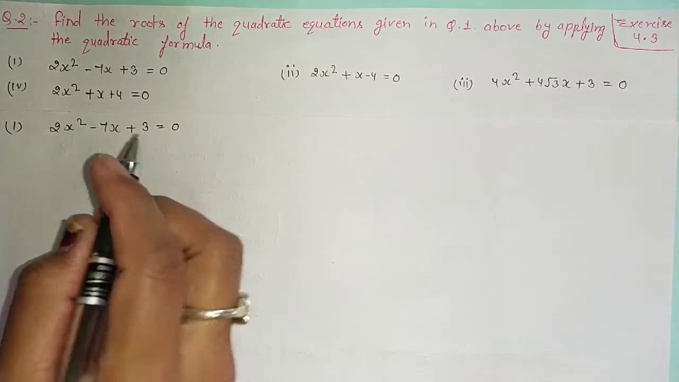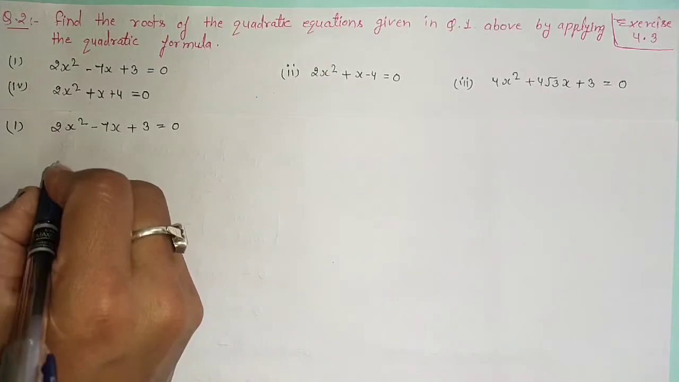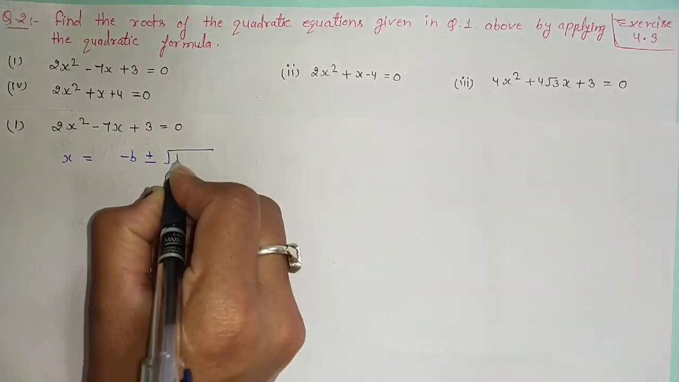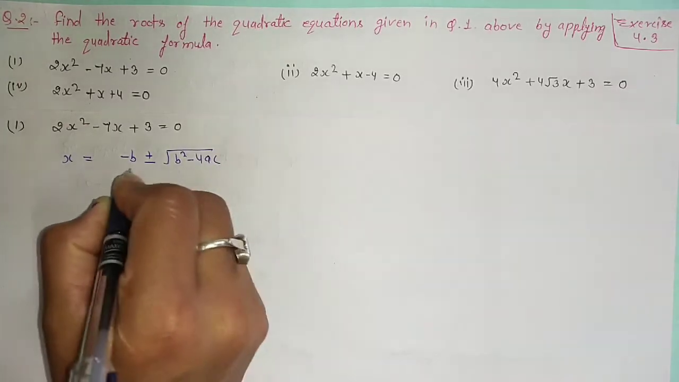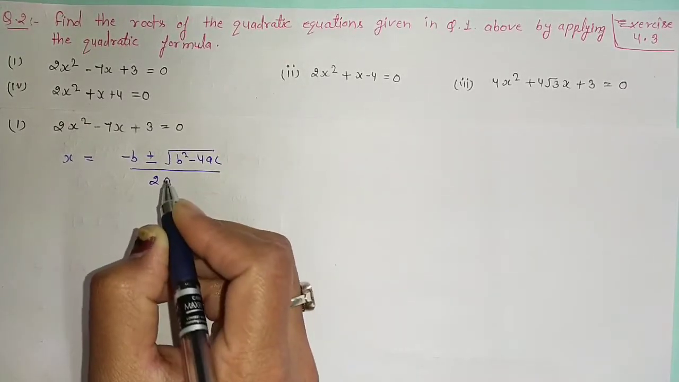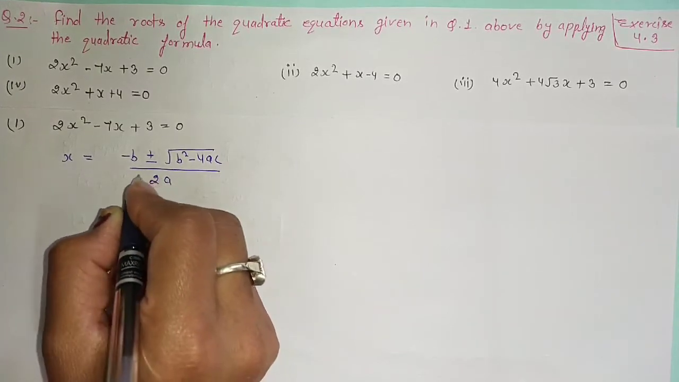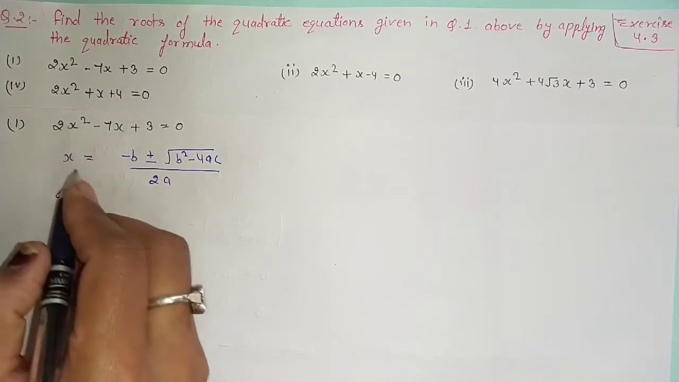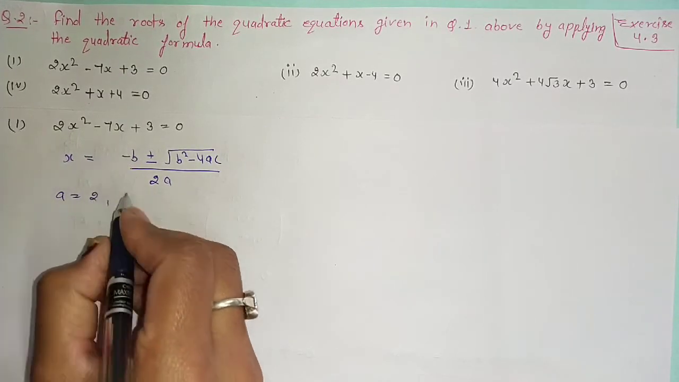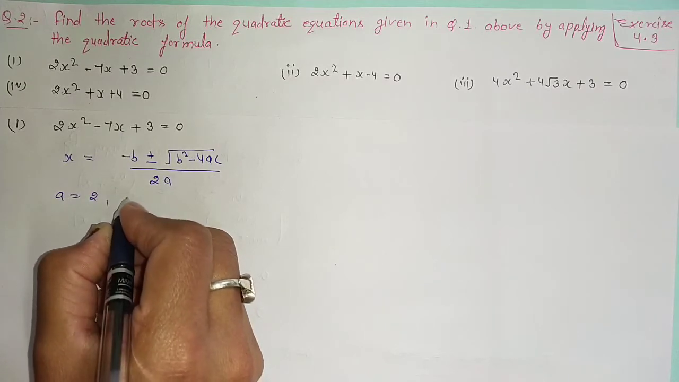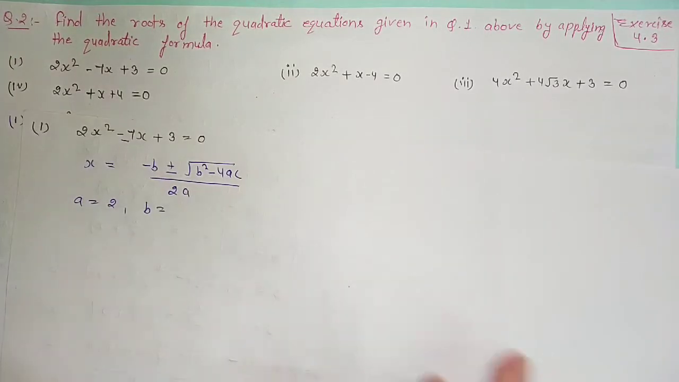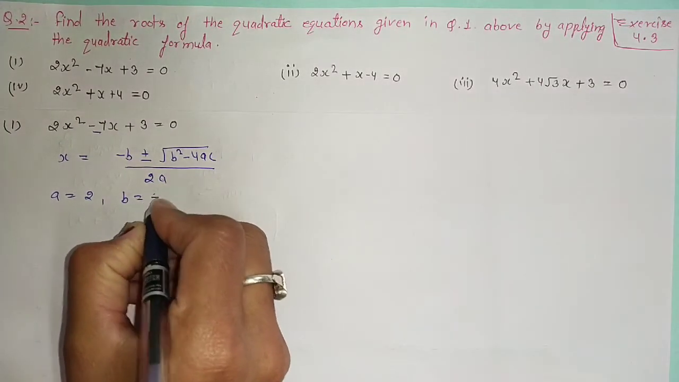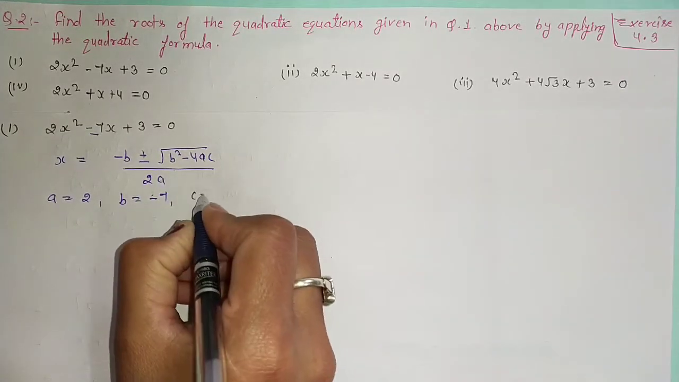And the quadratic formula is x equal to minus b plus minus root of b square minus 4ac upon 2a. In this formula, a is equal to the coefficient of x square, that is 2, and b is equal to the coefficient of x, that is minus 7, and c is the constant term, that is 3.